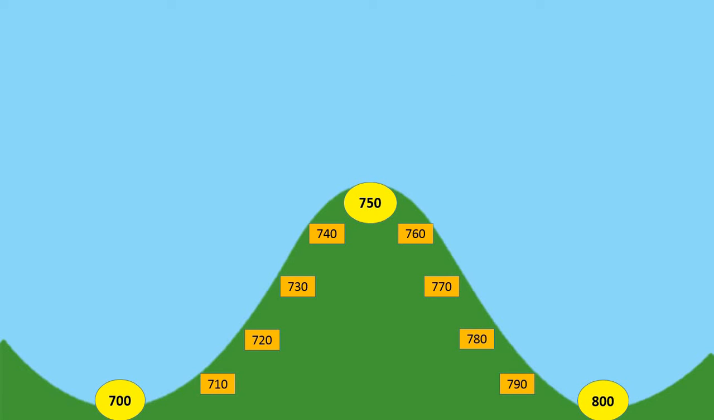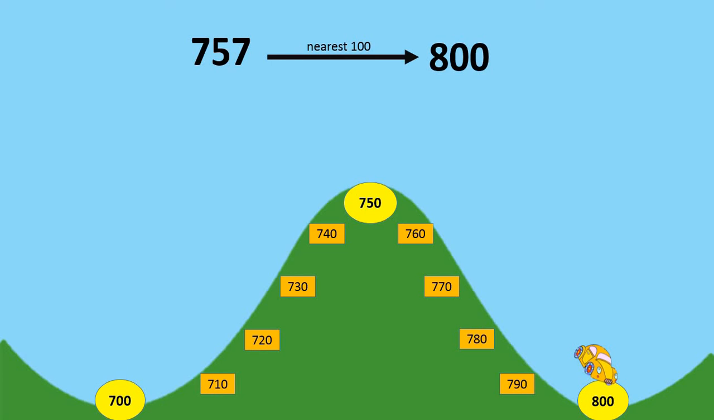Now if the number of the car is 757, which side of the hill will it be on? Very good. It will be on the right side of the hill. So, it will roll to the right valley at 800. So, on rounding off 757 to the nearest 100, we get 800.